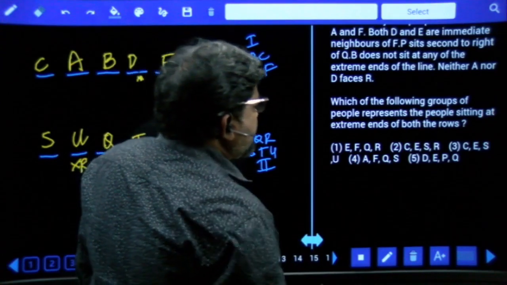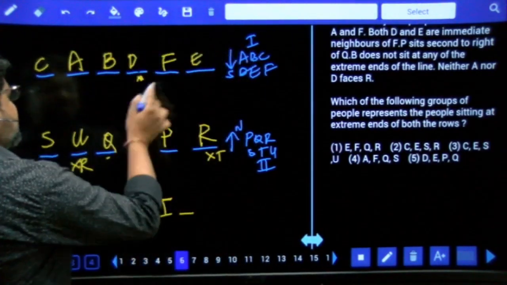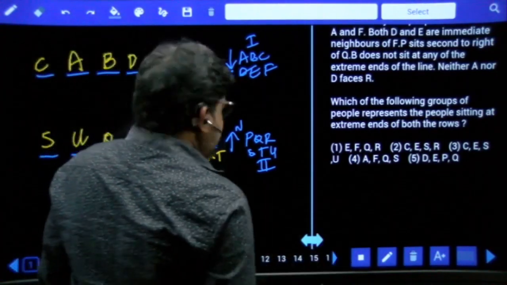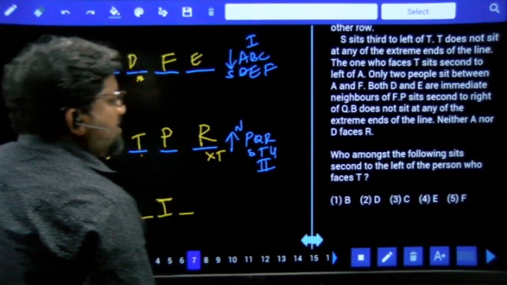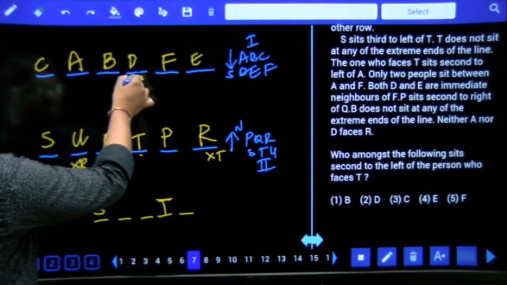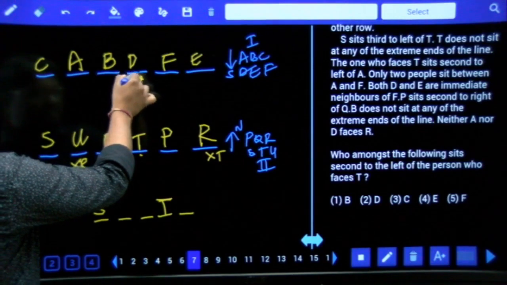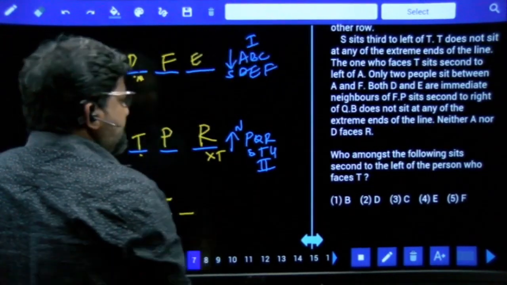Which of the following group of people represents the people sitting at the extreme ends of the rows? CESR. CESR is second option. Who amongst the following sits second to the left of the person who faces T? T opposite is D. Second left of D, he is facing south, so it should be our right. It is E. Fourth option.